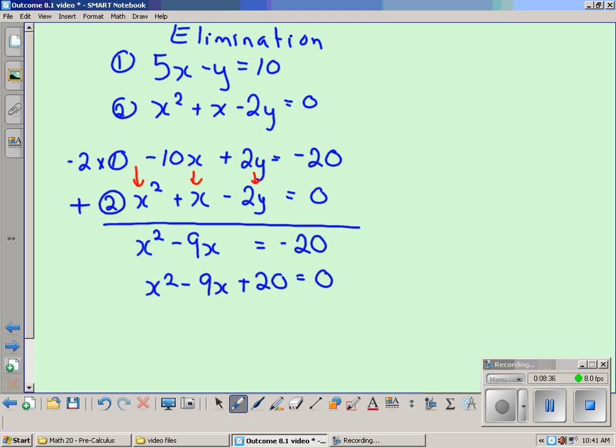You'll notice that this happens to be the same quadratic equation as we ended up with when we were solving by substitution.